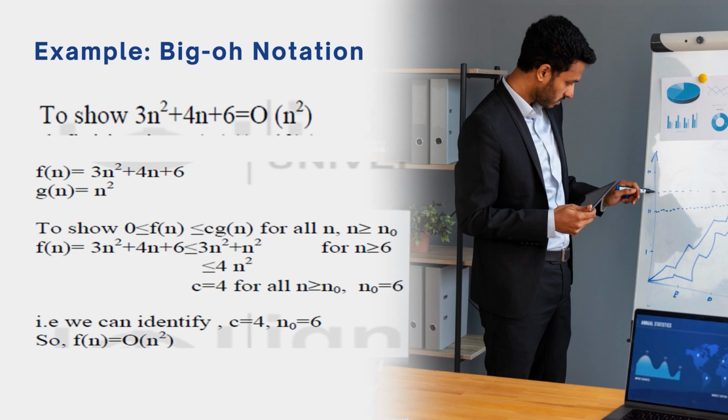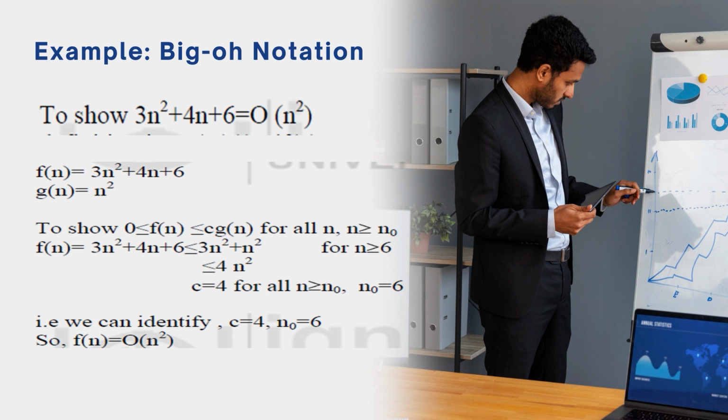Because here Gn is n square, we compare the highest power of Fn, which is n square, with n square here too, and the coefficient of n square in Fn is 3, so we use 3n square. For the rest of the lower powers, that is 4n plus 6, we have used n square.